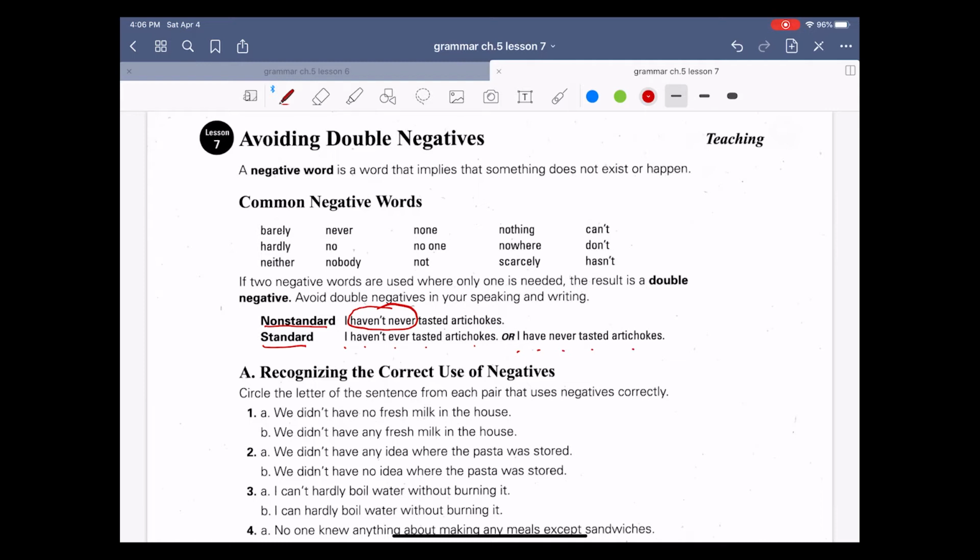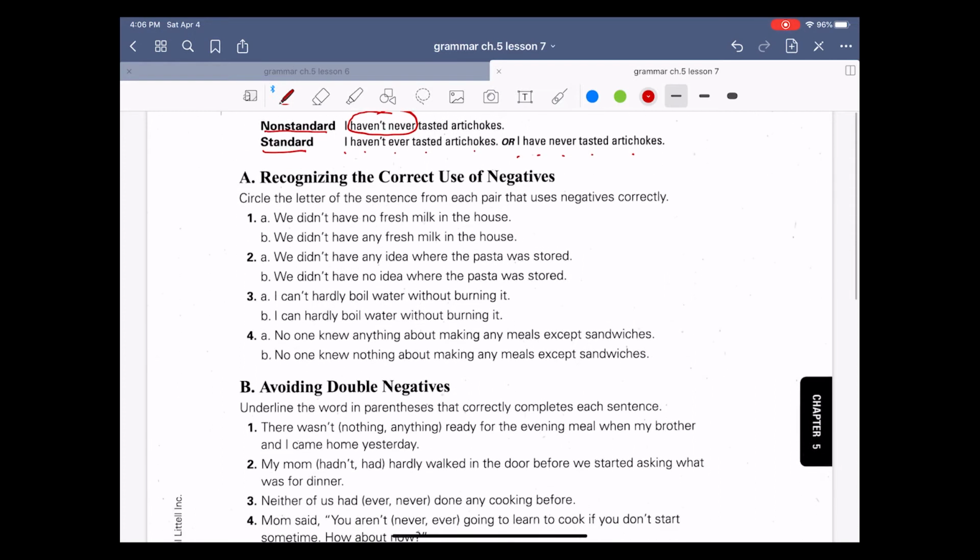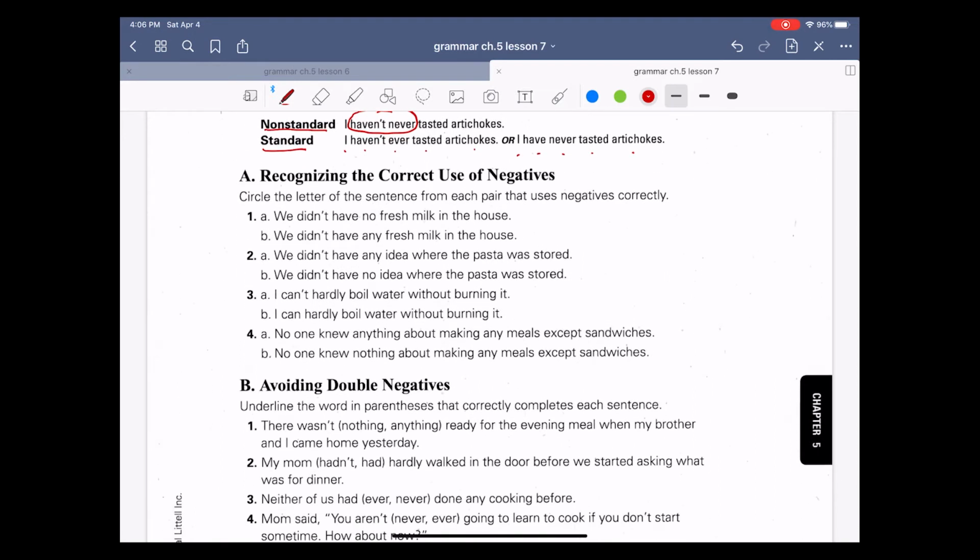Let's recognize the correct use of negatives. Section A. Circle the letter of the sentence from each pair that uses negatives correctly. Number 1A. We didn't have no fresh milk in the house. Didn't, no. That's a double negative. That one doesn't work, so we know B is right. And we're not going to just skip on to number 2 right now. We're going to actually read the correct model of letter B so that you know. We didn't have any fresh milk in the house.